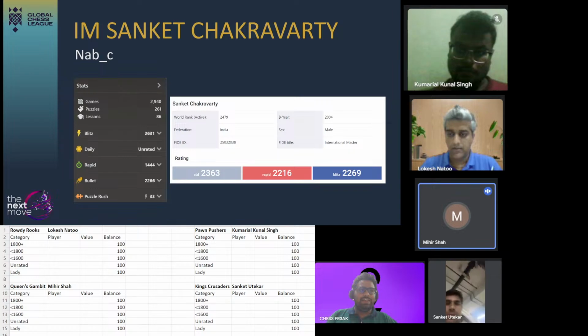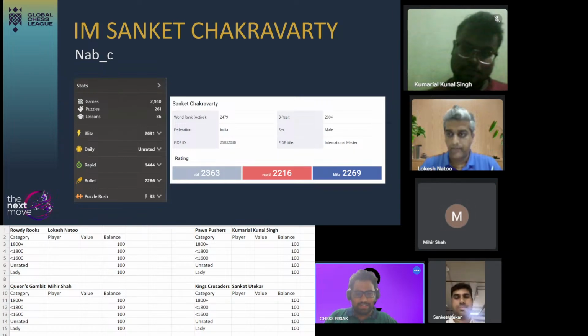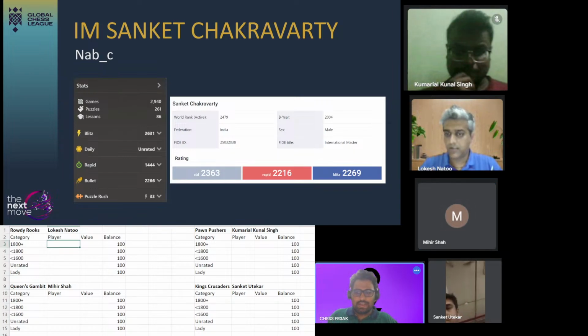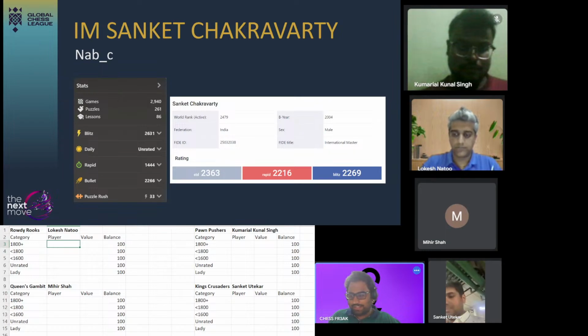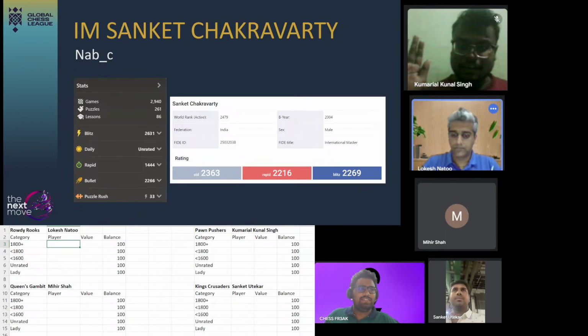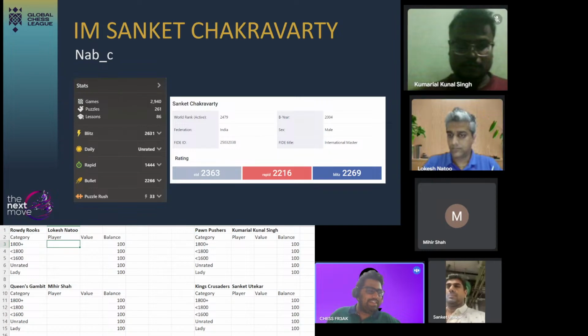We have 20 points by Mihir Shah, King's Crusader starting the bidding with 20 points. Queen's Gambit starting the bidding with 20 points. Kumar Kunal Singh is saying 21, Pawn Pushers. Do we see any more bids? 21 points. Sanket Chakravarti, 22. It's a steal. Mihir Shah goes 22, Queen's Gambit. Do we see any bids from Lokesh, Sanket?